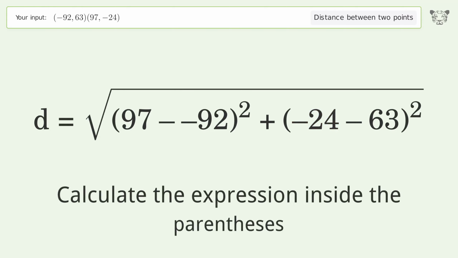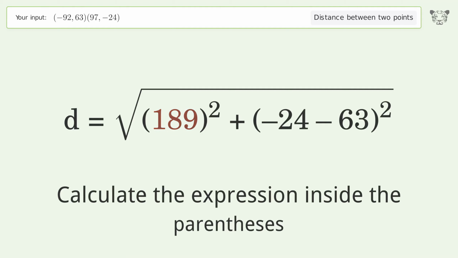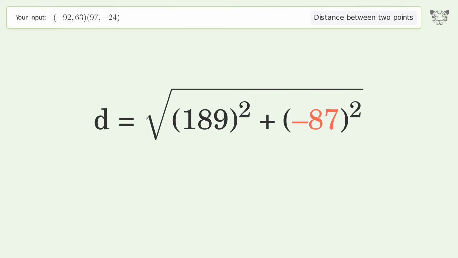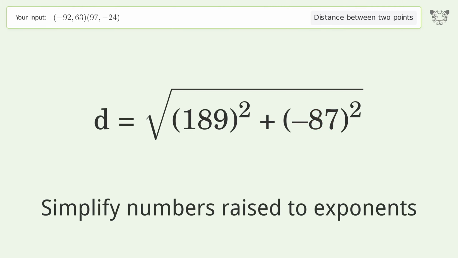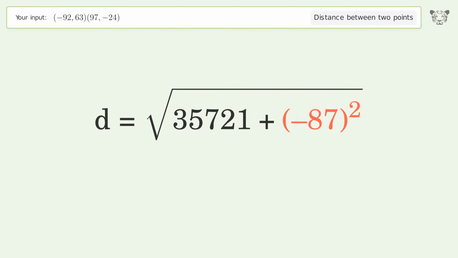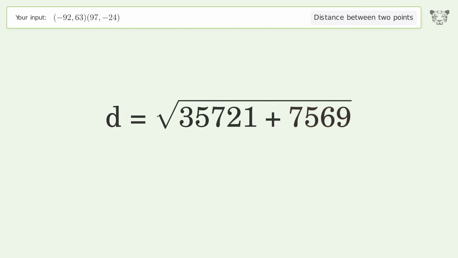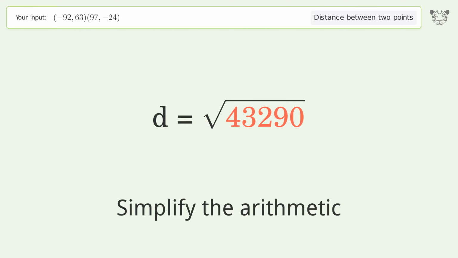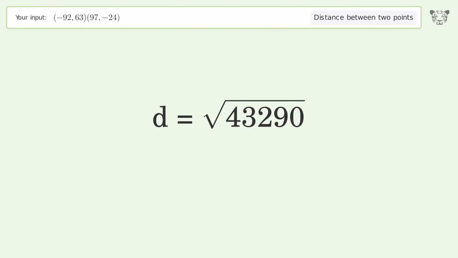Calculate the expression inside the parentheses. Simplify numbers raised to exponents. Simplify the arithmetic. And so the distance between the 2 points is the square root of 43,290, or 208.062.